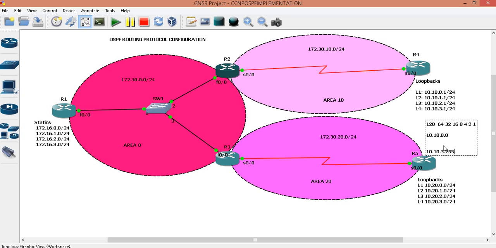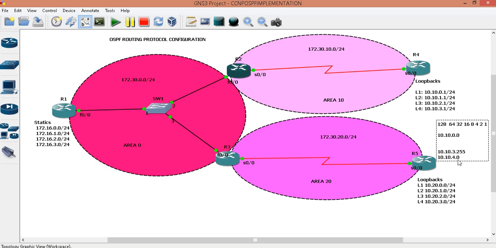So from here, this is going to be 10.10.4.0. From this broadcast, we come to the next network, which will be 10.10.4.0. But that is not included here, so we only have to go from the 0 network to the 3rd network. See the 4 here.